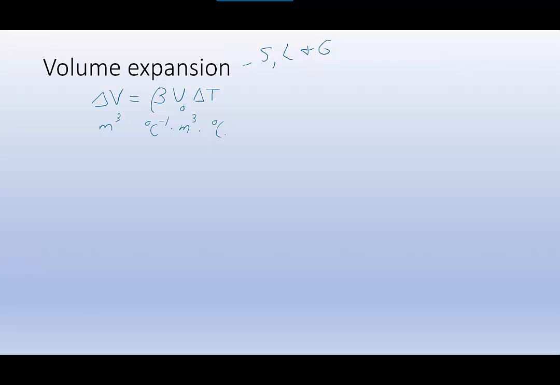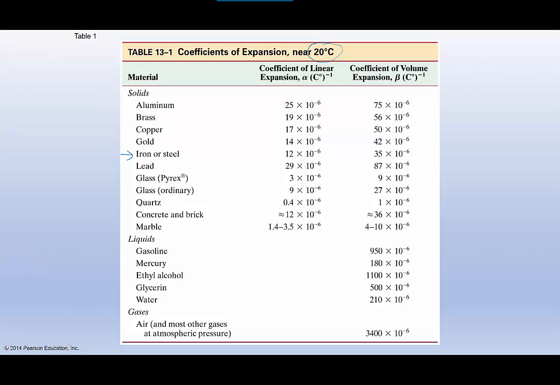So because things expand in the volume form, and if we look back for a second here at the list, we look at the coefficients of volume expansion, they're significantly larger than those of linear expansion, which makes sense because volumetric expansion for solids is essentially just linear expansion in 3 dimensions.